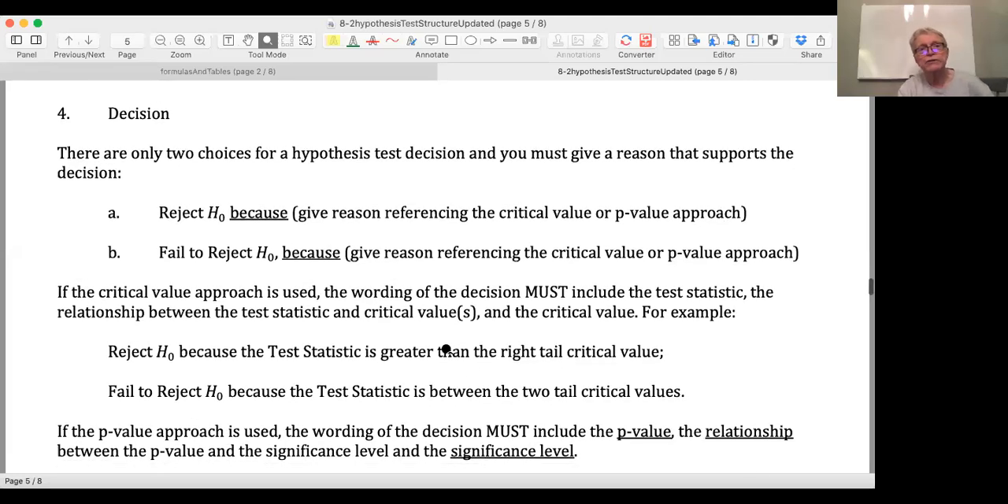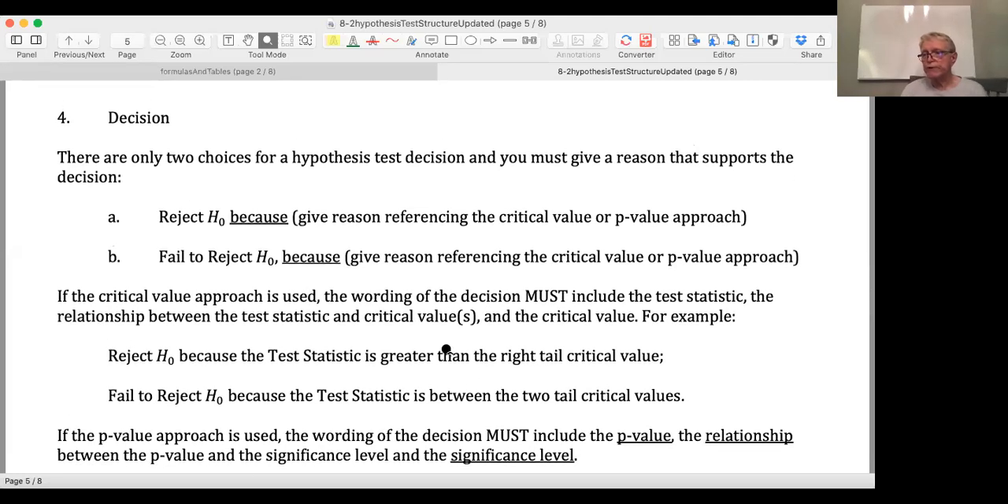Okay, how do we make a decision? Well, remember in step 3, whether you're using the p-value approach or the critical value approach, we were trying to determine if the test statistic we computed in step 2 was unlikely, okay? Because if it's unlikely, that means we're going to end up rejecting in step 4. So step 3 was determining if the test statistic was unlikely.